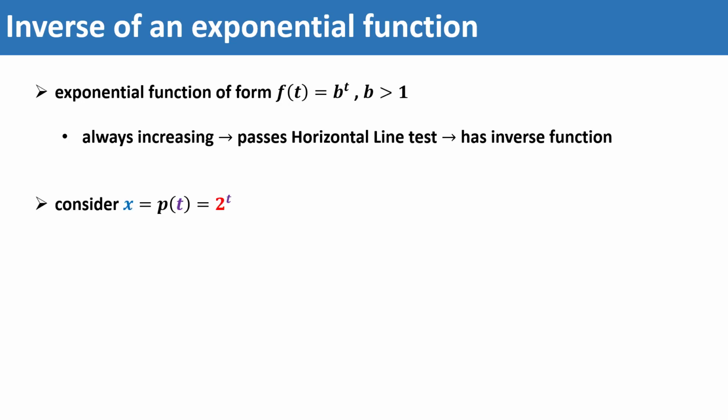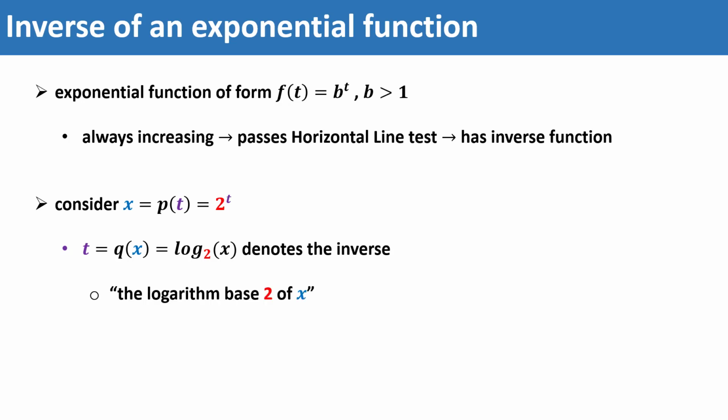For example, if we consider the base 2 exponential function x equals p of t equals 2 to the t, we know that there's a corresponding inverse function q with the property that q of p of t equals t. We use the notation t equals q of x equals logarithm base 2 of x to denote this inverse function. And notice that we read this as the logarithm base 2 of x.